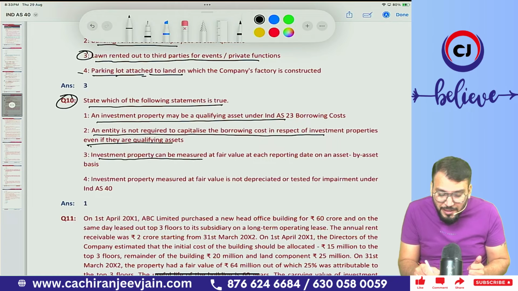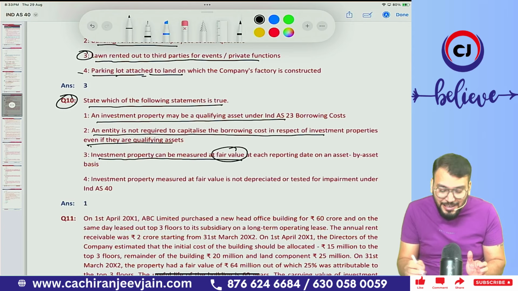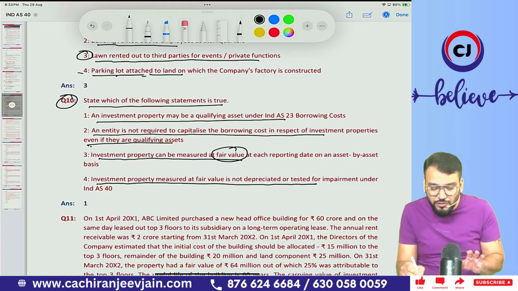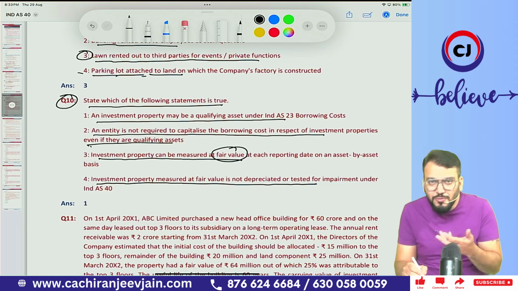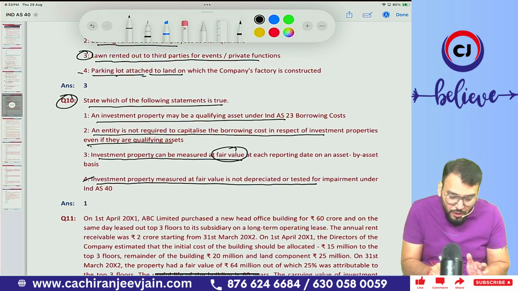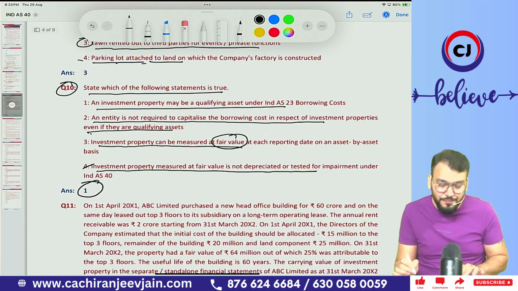Investment property can be measured at fair value, 100% wrong, because the fair value option is not given under Ind AS 40. Investment property measured at fair value is not depreciated or tested for impairment. This is 100% wrong, because of course it will be tested for impairment under the cost model. Correct. Now option number 4 is also not correct. Option number 1 is only true.